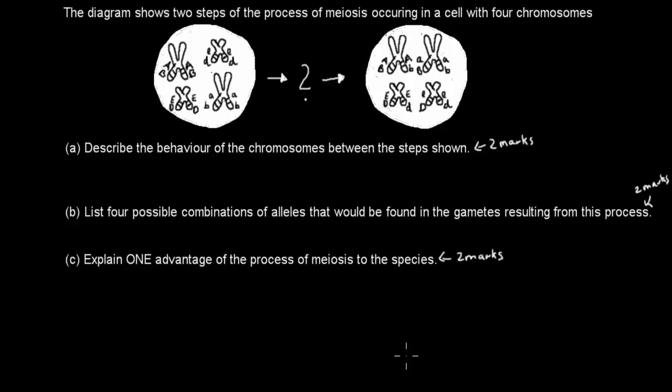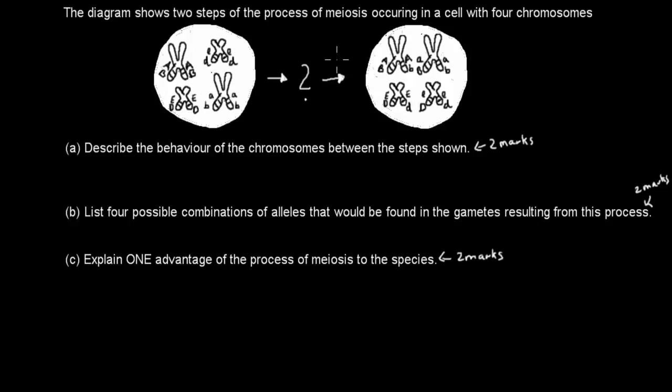The question says, the diagram shows 2 steps of the process of meiosis occurring in a cell with 4 chromosomes. And what you should know, we've got these 2 different types of chromosomes. Here we've got A, B, A, B written in capital letters. Here we have a, b, a, b written in lowercase letters. Here we have e, d, e, d written in lowercase letters. And here we have E, D, E, D written in uppercase letters.